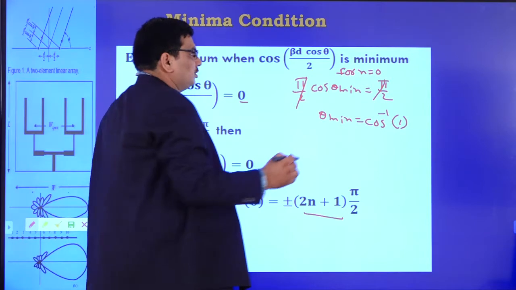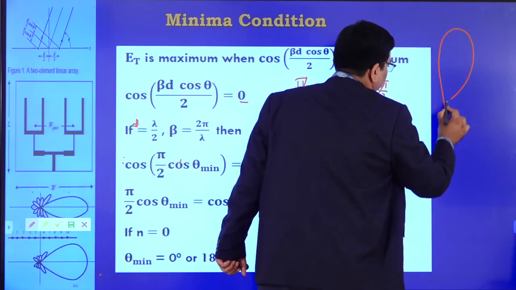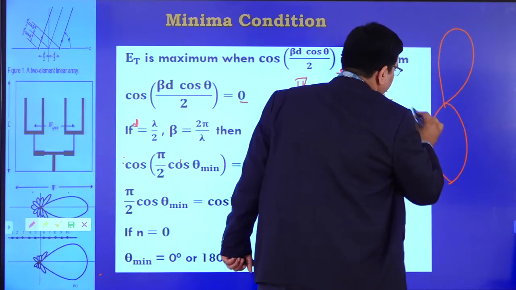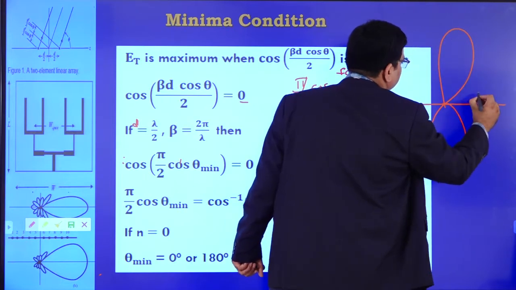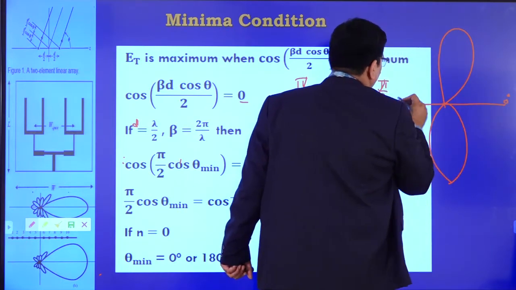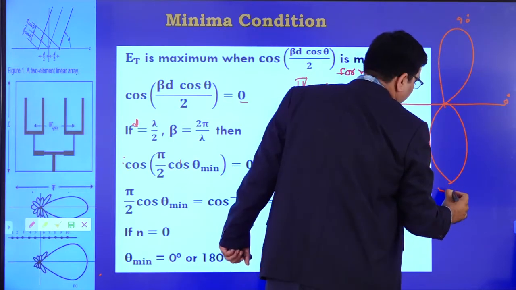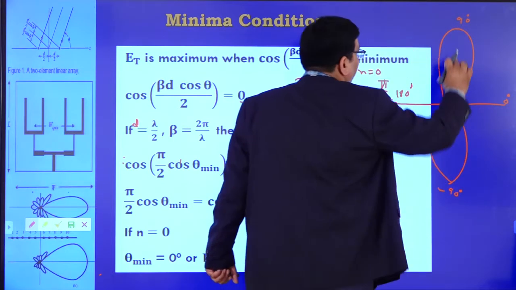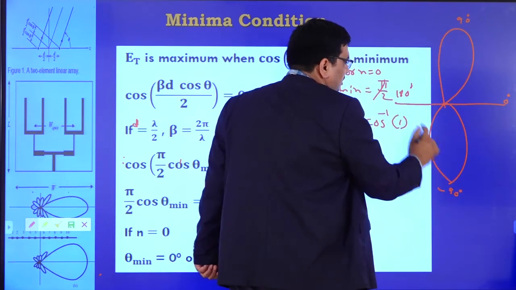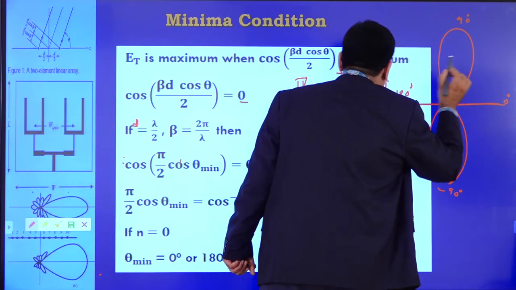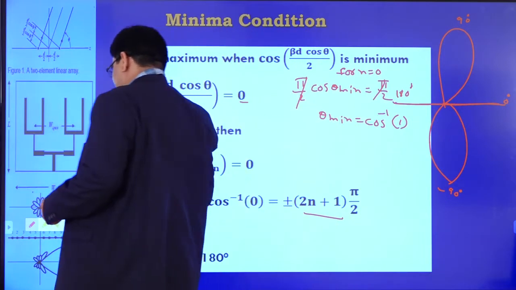So, this is your maximum direction and this is your minima direction. That is 0 degrees or 180 degrees, or 90 degrees or minus 90 degrees. So, this is the maximum signal strength direction and this is the minimum strength signal direction.